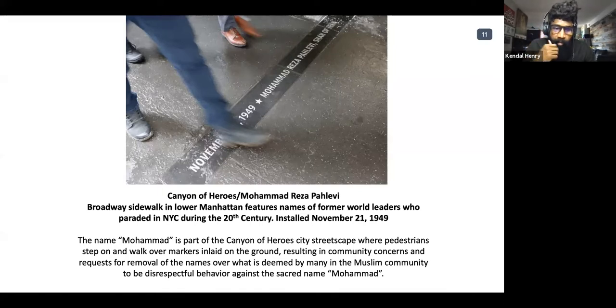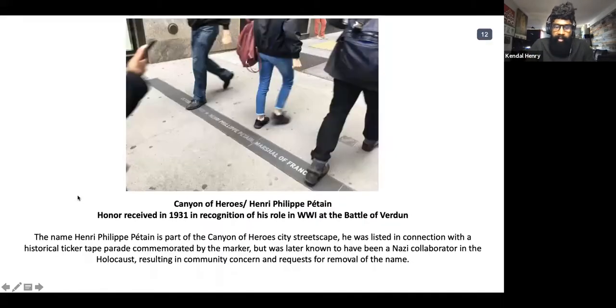And so there were ones where the name Muhammad was part of the individual's name. And for certain cultures, the Muslim community, for example, felt that having the name Muhammad on the ground where people would walk over it was disrespectful, right? And so nobody had thought of that before until it was brought up. Sticking with the Canyon of Heroes, really looking at who was being celebrated in that way brought up some issues with some of the individuals.